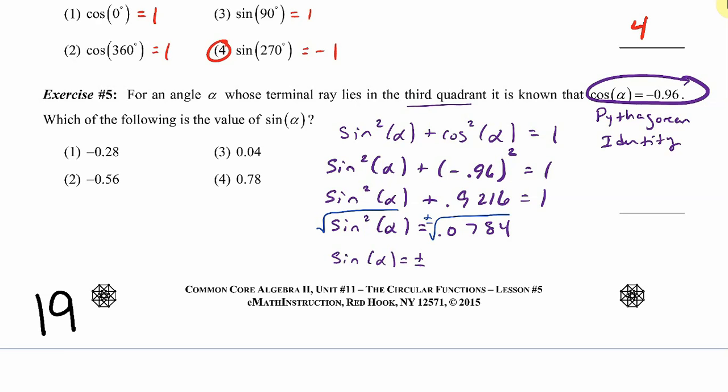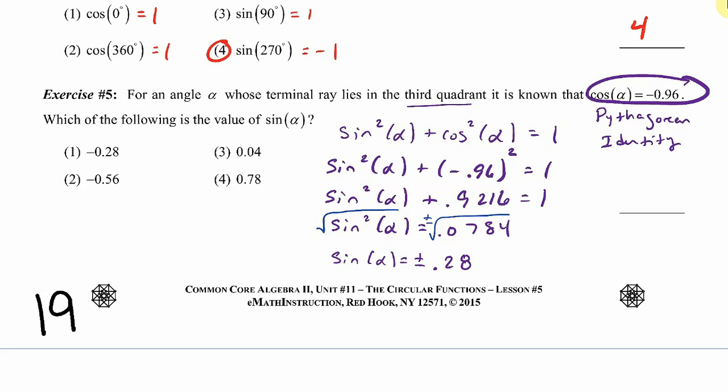Square root of 0.0784 actually comes out to be 0.28. Okay, so not too bad. All right, now looking at your answer choices, it should be obvious which one we're going to go with here, choice 1, because that's the only 0.28 that we even see out there.